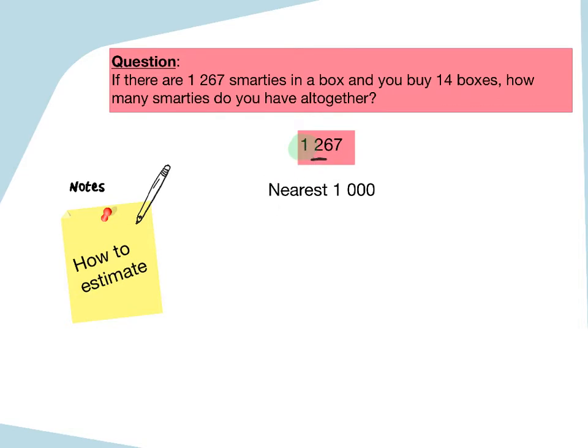So when we estimate, we need to say 1,000 times 14, because that's how many boxes we need to get. And that will equal 14,000. It's a very quick and easy calculation. So your estimation, girls, is your answer is going to be somewhere near 14,000. After you've done your estimation, you may then move to do the actual calculation.